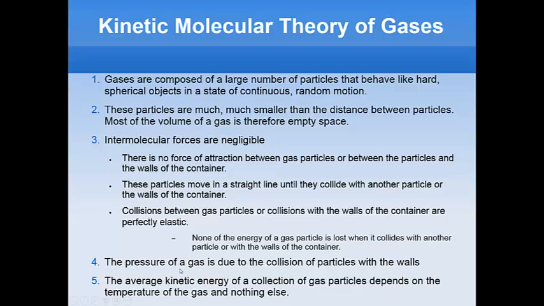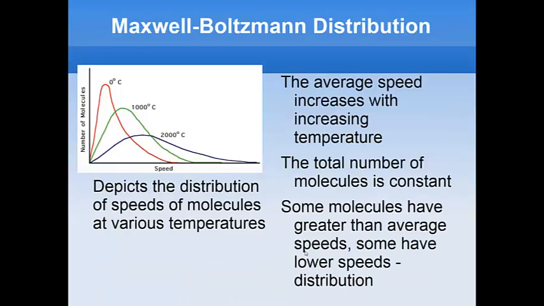A couple more things. The pressure of the gas is due to the collision of these particles with the walls, and the average kinetic energy of gas particles depends just on the temperature of that gas, nothing else. And we can define that distribution of energies through the Maxwell-Boltzmann distribution. This looks at the number of molecules or the number of particles and their speed. So most of the particles have an average speed, and that average speed is defined by their temperature.